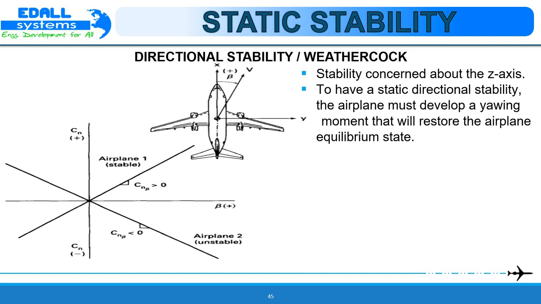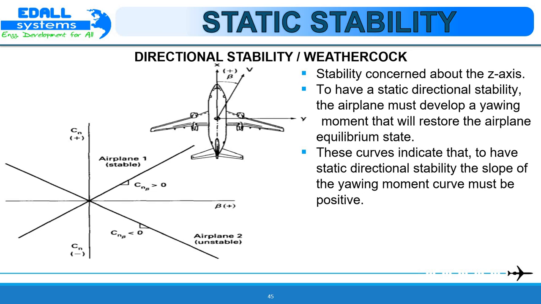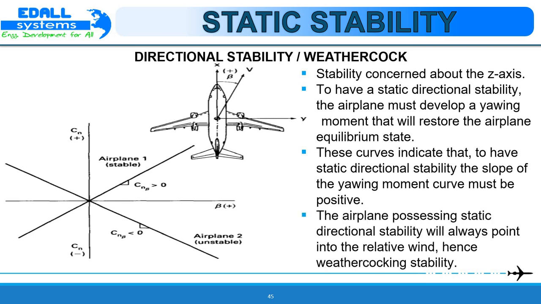Yawing moment coefficient versus sideslip angle beta for two aeroplane configurations is shown in the table here. To have static directional stability, the aeroplane must develop a yawing moment that will restore the aeroplane to its equilibrium state. Assume that both aeroplanes are disturbed from their equilibrium condition, so that the aeroplanes are flying with a positive sideslip angle beta.